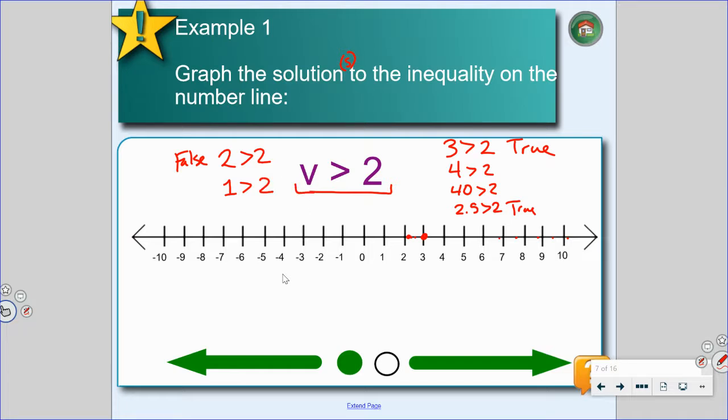You could say the same thing about 0. You could say the same thing about any negative number. Those are all false statements. So we do not have any solutions off to the left. I'm going to go ahead and erase that then.